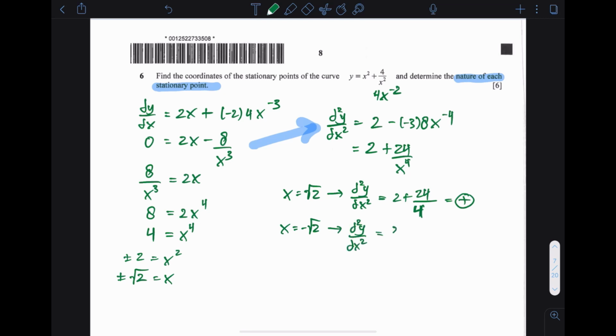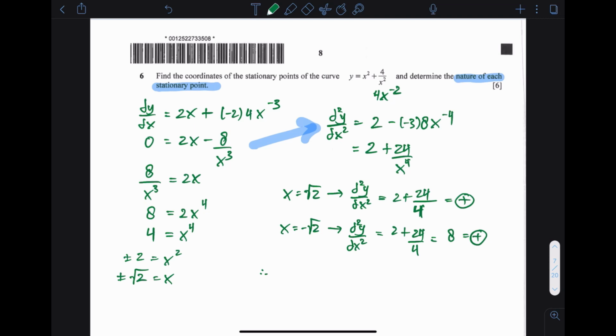And I would say that the result is actually kind of the same here. Plus this divided by this. Let's just calculate this. This is a positive number again, 8. Hence, the stationary points are actually minimum.